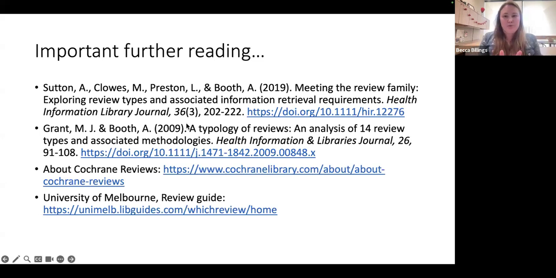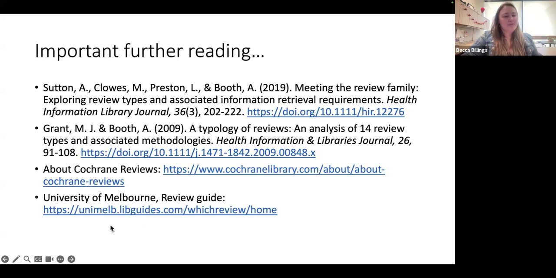This Andrew Booth article analyzed a variety of different reviews and the distinct methodologies of each of them. To streamline it and make it a little easier to understand, they grouped them into 7 families. Now, this information comes from a typology of reviews, which is a core article that analyzes 14 review types and their associated methodologies. There are also really good resources in Cochrane reviews.